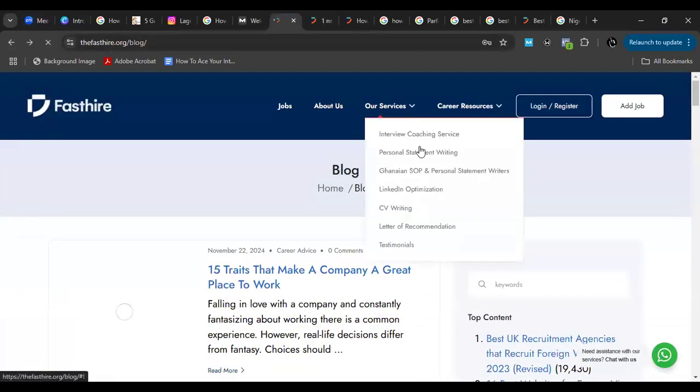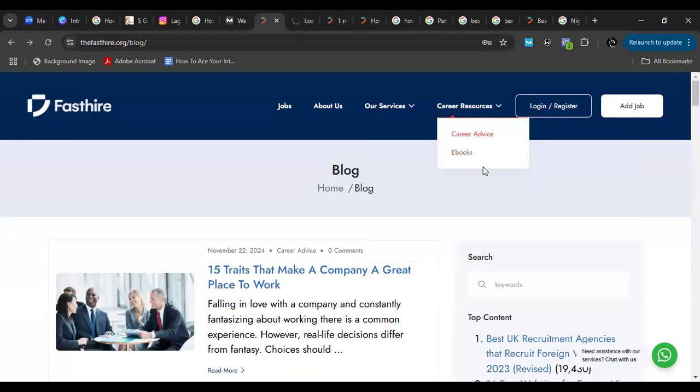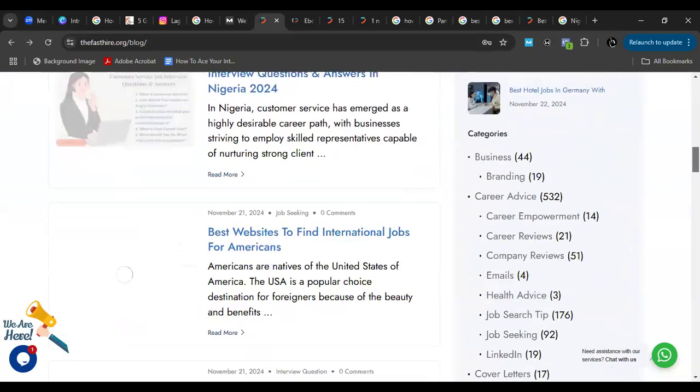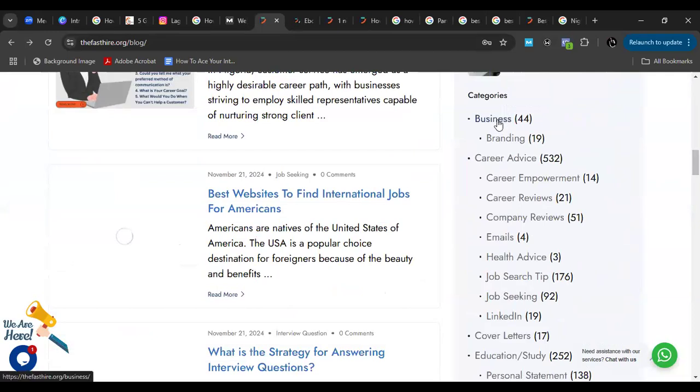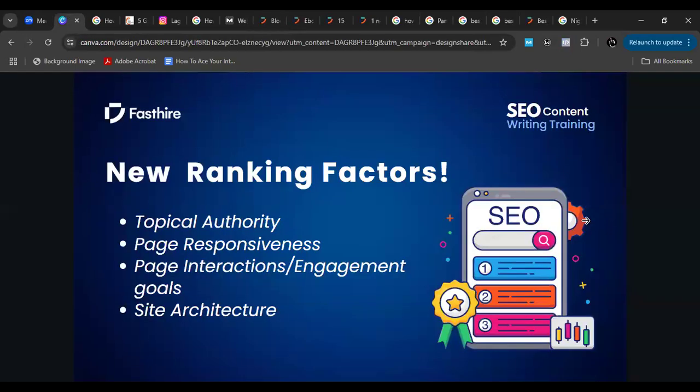For instance, these are our services. It's well arranged, and you go to different areas. Here for ebooks, when you go to the ebook section, how well are they arranged? This for blog, when you come to the blog section, how well are they arranged? You can see the top content, you can see different categories. When you go here, you read only content related to business. If you go here, you read only content related to branding. This is part of the site architecture. These are part of the things that help your content, your page or your website rank better in the new SEO ranking factors.